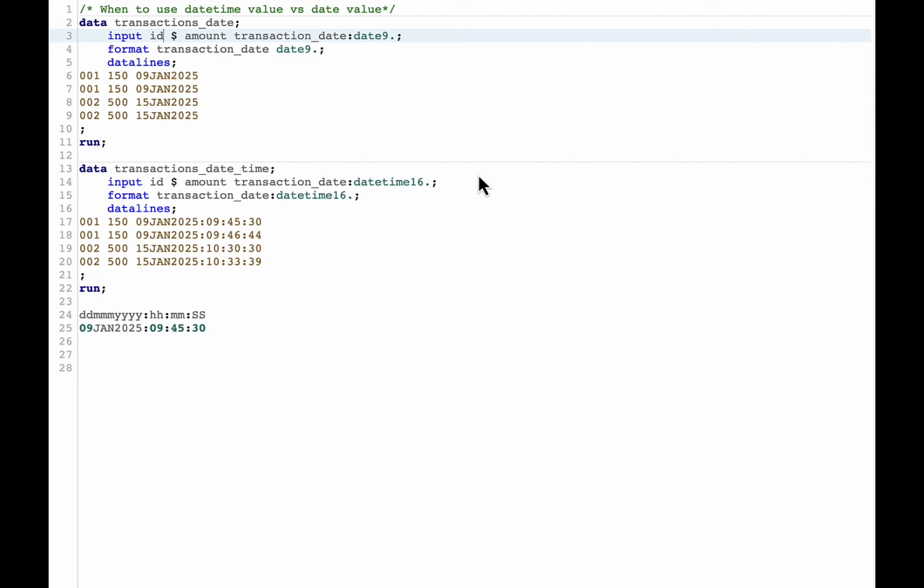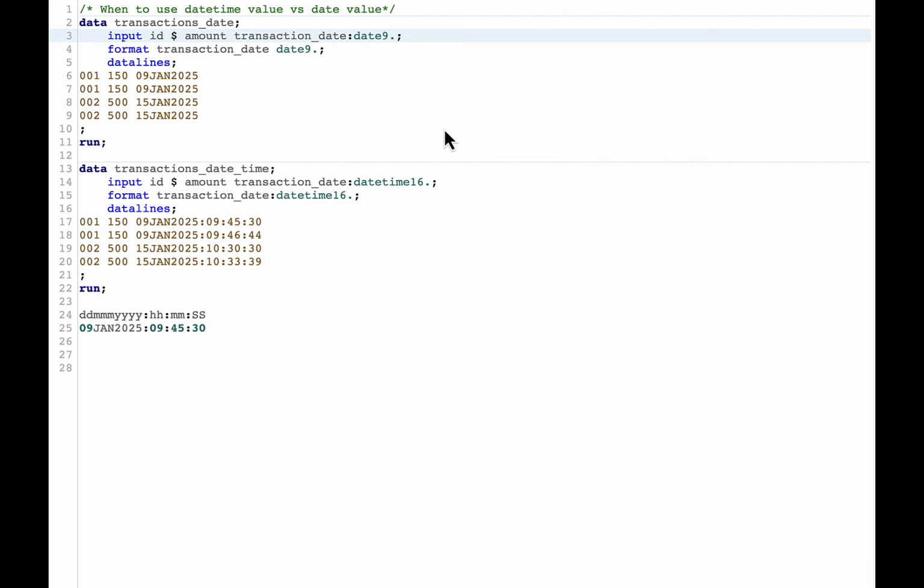Today's topic is about how well we can store our data so that we can do various analysis and also keep everything very clear and clean. First, let us look into the title of this topic. The title of the topic is when to use date time value versus date value.